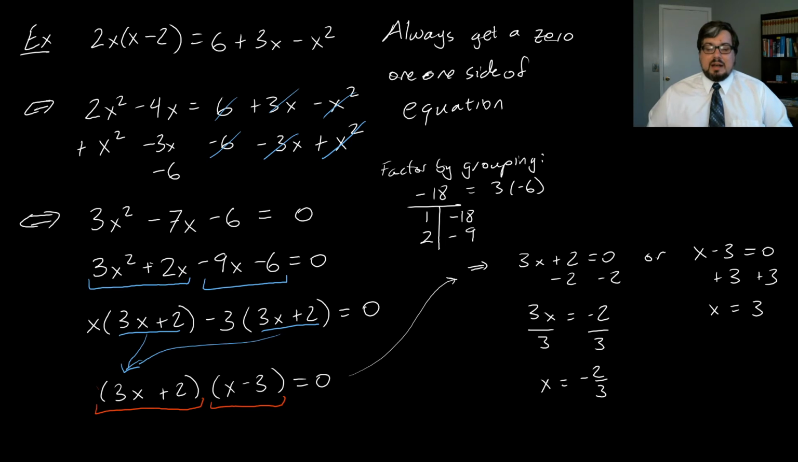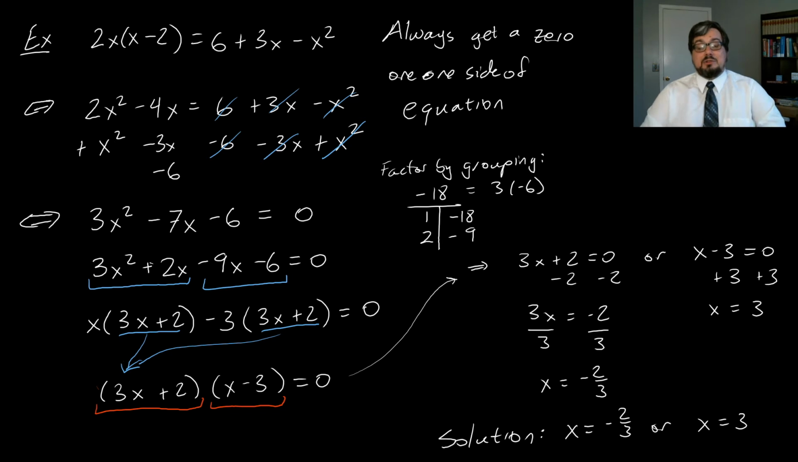So here we got our solutions again. We got two solutions. We have that x is equal to negative 2/3 or x equals 3. Or we could write it as the solution set, which is the set containing negative 2/3 and 3.